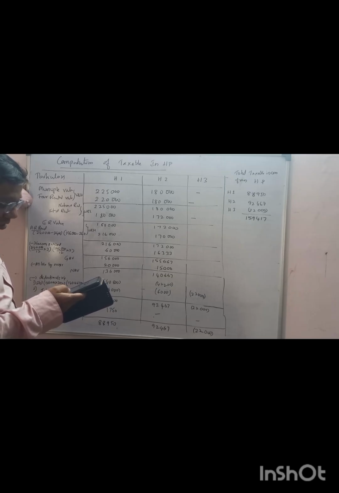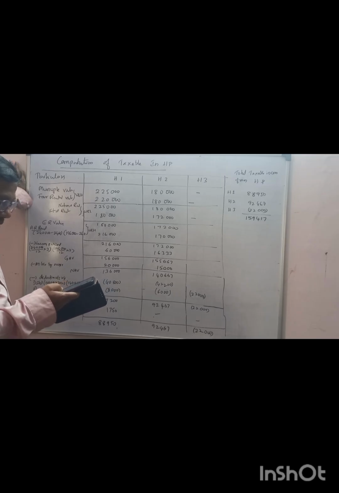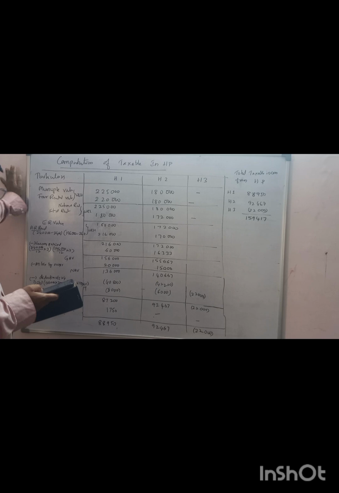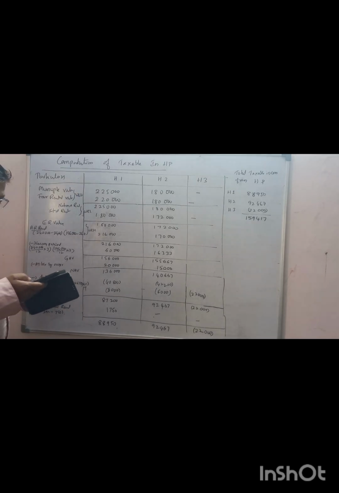Unpaid interest, don't take, because it is not paid. Brokerage is also not taken separately, so this all comes under the standard deduction of 30%. Don't take brokerage paid for arranging the loan. Annual charges also, don't take, because whatever expense is paid by the owner is allowable within 30%. The maximum limit is 30%.